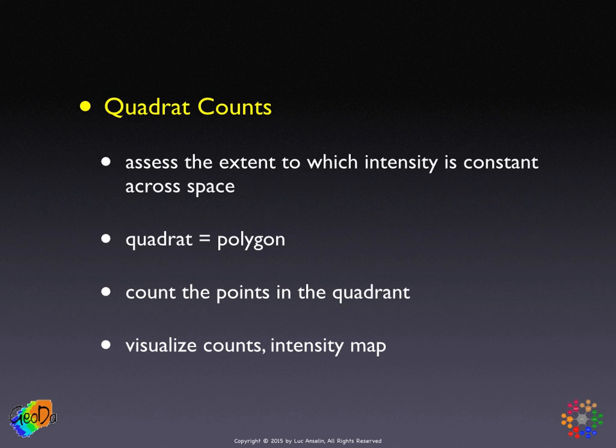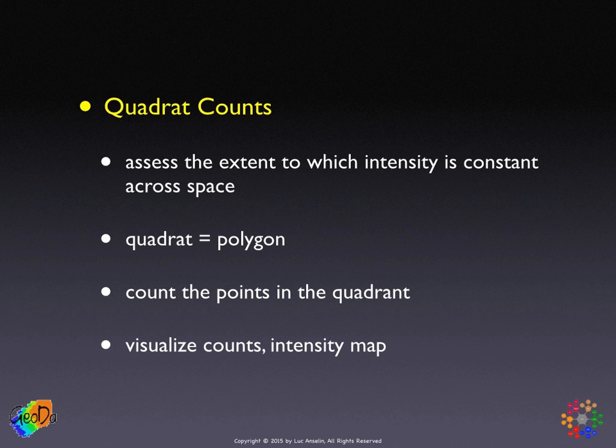First of all, the quadrat is a polygon. Well, what should it be? Should it be a circle, a square, a triangle? Typically, in the classic approach, the quadrats are grid cells in a rectangle. So one superimposes a rectangle on the point pattern, counts the number of points in each of the boxes, and then computes or visualizes the intensity. It's a very basic procedure.